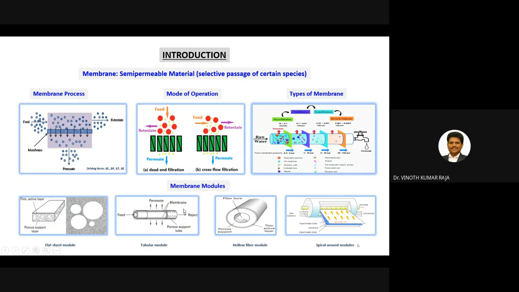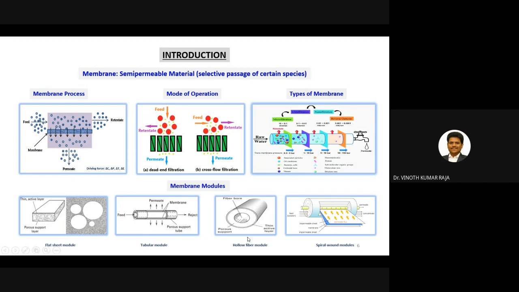The next one is the hollow fiber membrane model. This looks similar to the tubular form, but it has a very small diameter compared to the tubular model membrane. Typically, the fiber diameter is 1 micrometer in the case of the hollow fiber model.